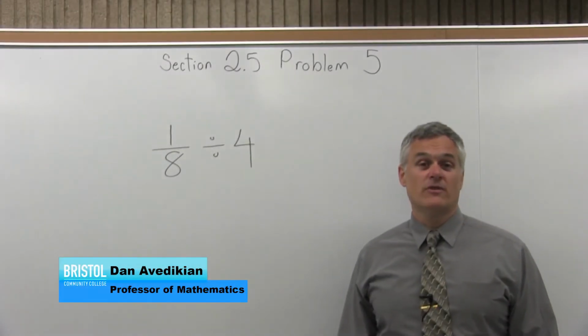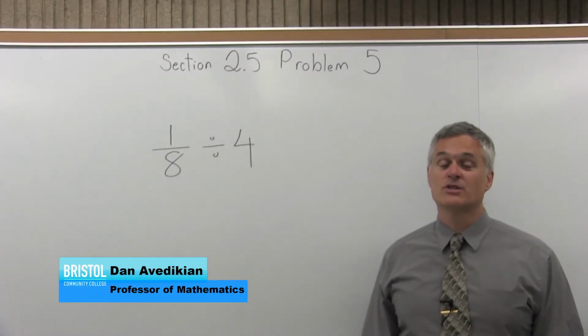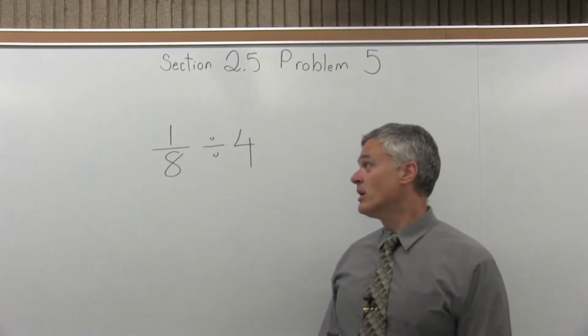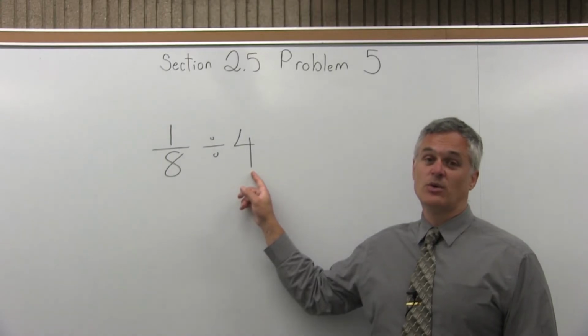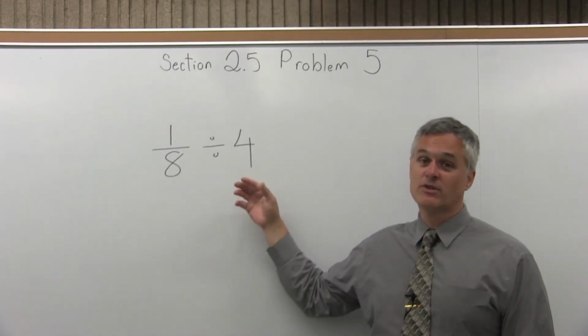This is Section 2.5, Problem 5. It says divide the fractions 1/8 divided by 4. So when you have a problem with fractions and one of the numbers is written as a whole number, oftentimes it's helpful to write everything as a fraction.